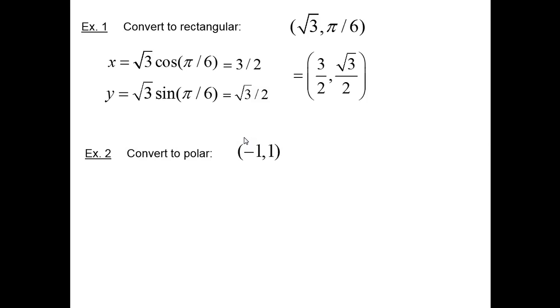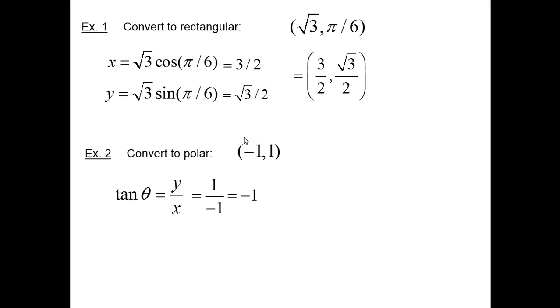Let's do another one, going back to polar. If they're asking you to convert back to polar, then this is obviously x and y. So we need to know r and theta. So let's use the other two formulas that we had on that previous slide. Tan theta, remember, was equal to y over x. This becomes 1 over negative 1.